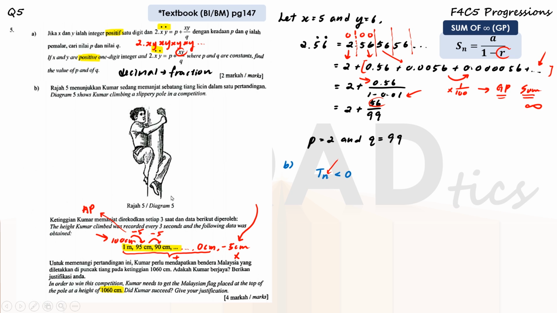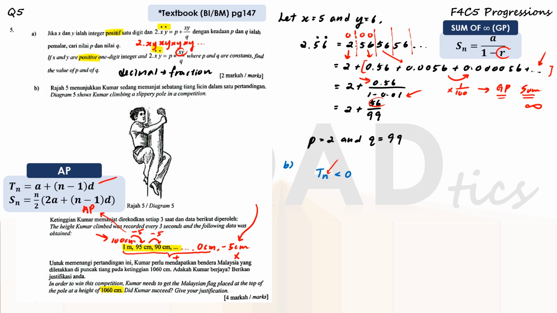Okay, so according to AP, this would be our formulas. So Tn, I will use this, a plus n minus 1 multiply d. So our a would be the first value, which is 100, and the d would be negative 5. Right, so if I simplify this, I will get this value. Okay, and then this 105, I'll move it to the right side, it becomes something like this. And the negative 5, when I move it to the right side, make sure I change the sign of the inequality. Okay, so please remember this.